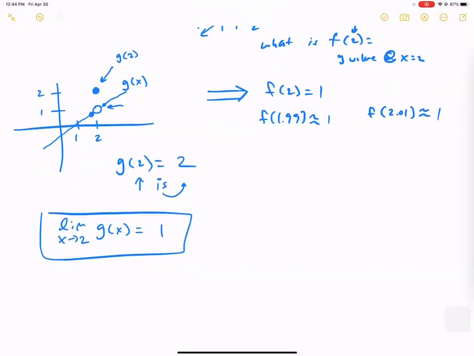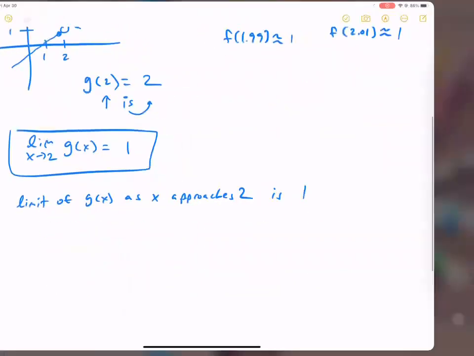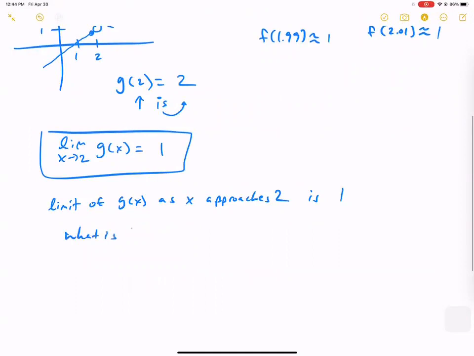What is the limit? The limit of g of x as x approaches 2 is 1. The limit of g of x as x approaches 2 is 1. And what I'm trying to describe is, what's the y value as we get closer to x equals 2? This is like the human speak. What does the y value look like as we get closer to x equals 2?